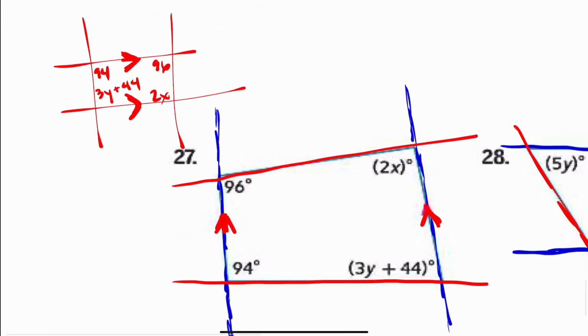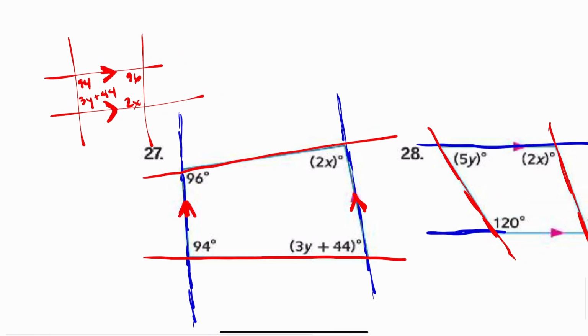Okay, so now I want to go ahead and figure out the variables that I need. I need to figure out x and y. So I can see that I have these parallel lines cut by 2 transversals here. I can see that 94 and 3y plus 44, they are on the same side of the transversal. I don't need to look at this stuff right now, okay? Because I got a whole number here, and I got 1 variable here, okay?